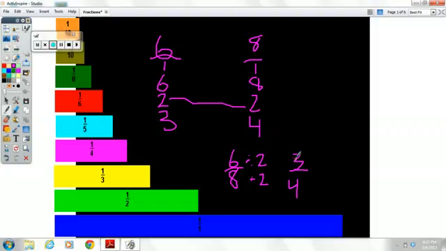This is in simplest form. It's in simplest form because 3 and 4 don't have any other common factors other than 1. If I divided 3 by 1 and 4 by 1, I'm going to get my same answer. I'm going to get 3/4. That means 3/4 here is now in simplest form.